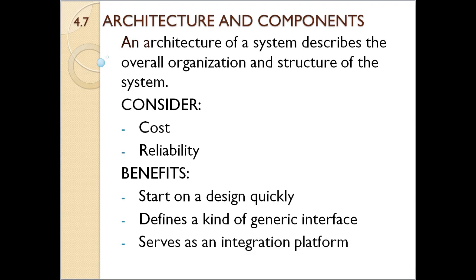Architecture and components. An architecture of a system describes the overall organization and structure of the system. Here, we must consider the cost and reliability. The possible benefits are to start on a design quickly, define a kind of generic interface, and serve as an integration platform.